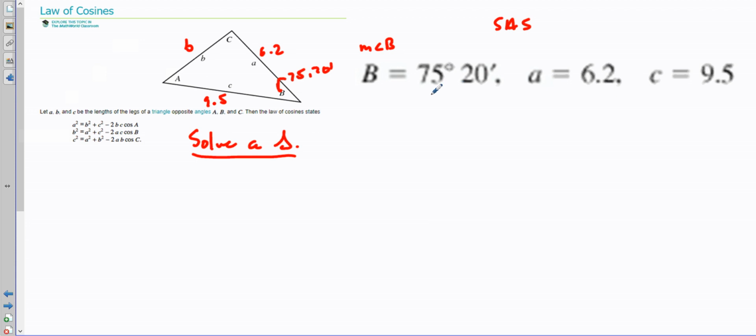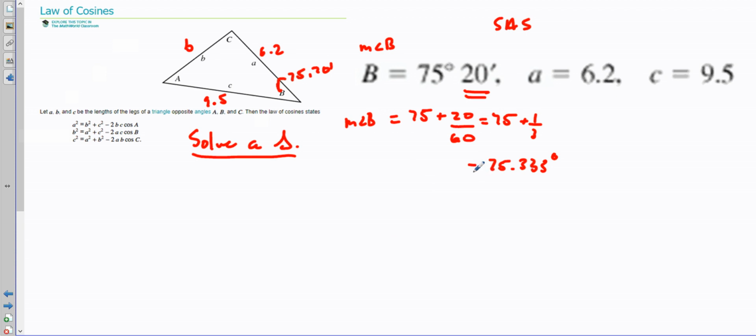The reason why I picked this problem is that a lot of students get confused because you have 75 degrees and 20 minutes. How do you figure this out? You want to convert this into a decimal right away. That's what I would advise. So the measure of angle B is 75 plus 20 divided by 60, which is 75 plus 1/3, which is 75.333 degrees, rounded to the thousandths place.